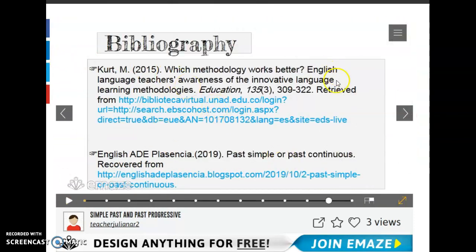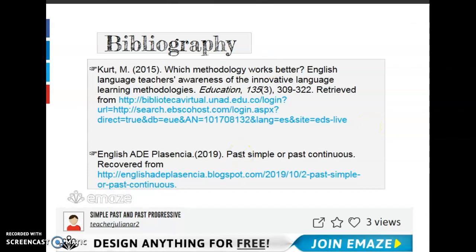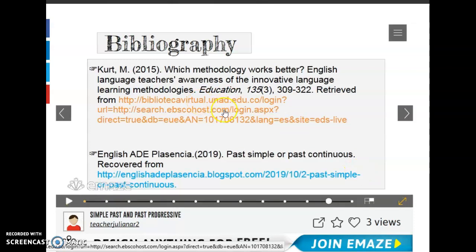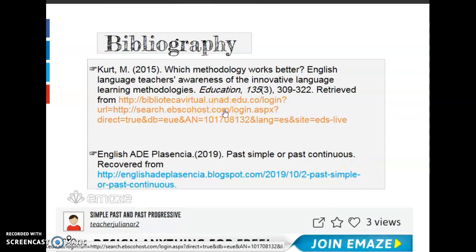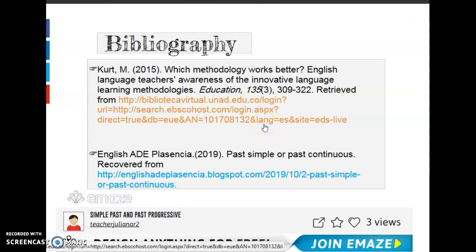This is a reference about the worksheet. I hope that this has been an excellent tool.